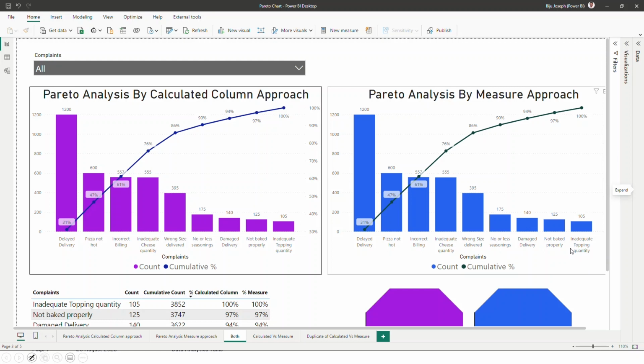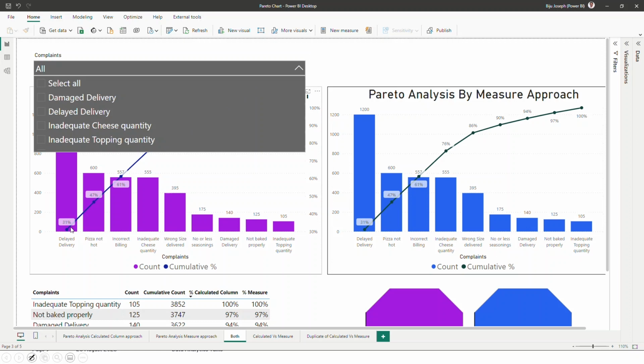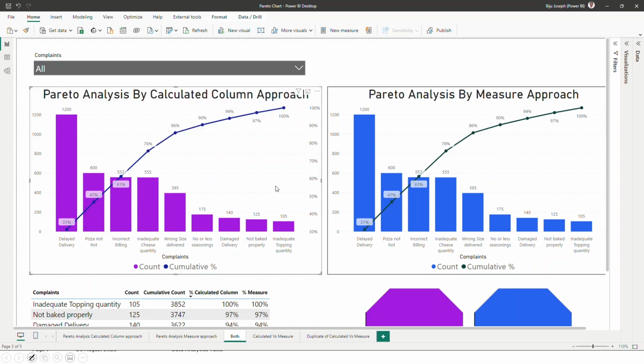Even though it looks fantastic, there is a problem with the calculated column approach. In our requirement, it was mentioned that our solution should consider the filter context. If you apply a slicer, the accumulation should recalculate. So let's see if that works fine for our solution.